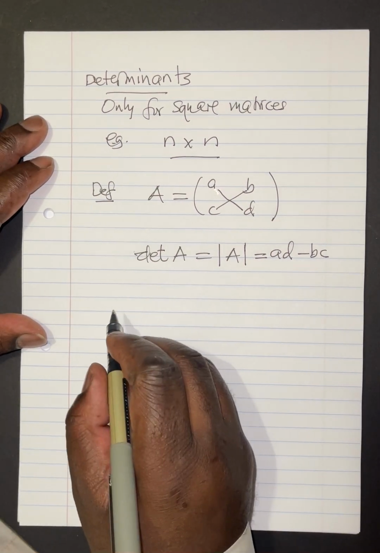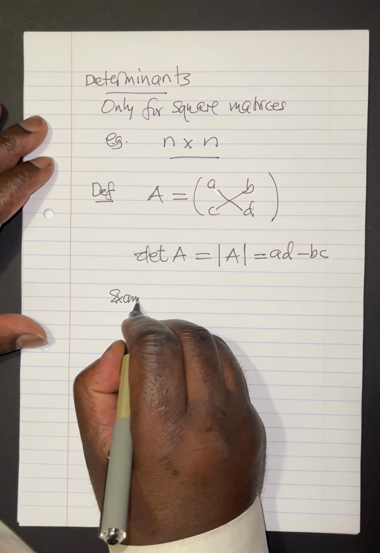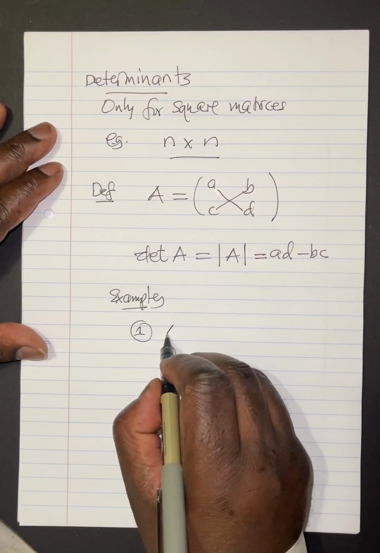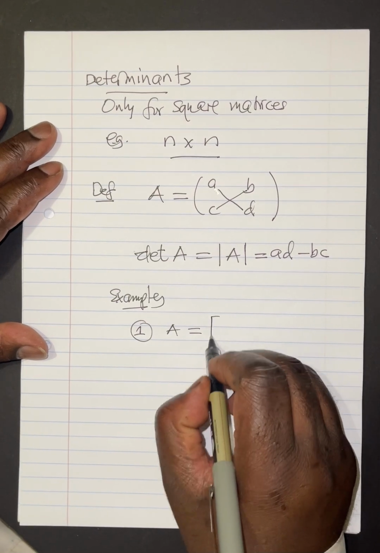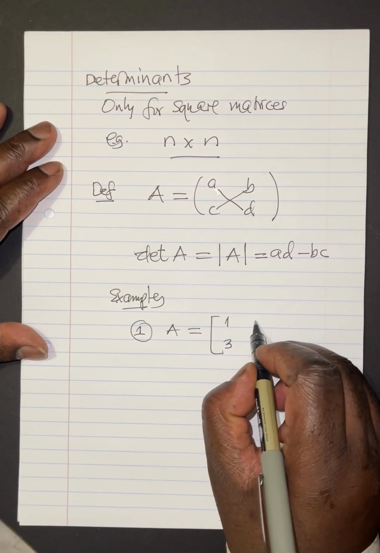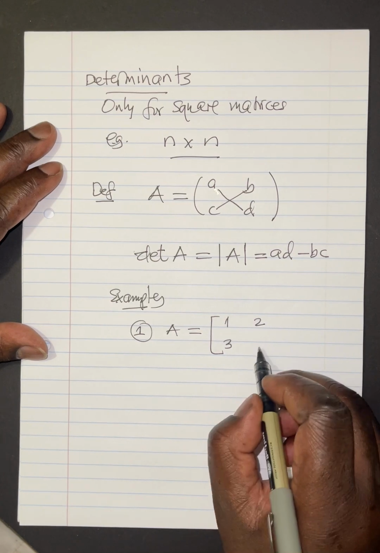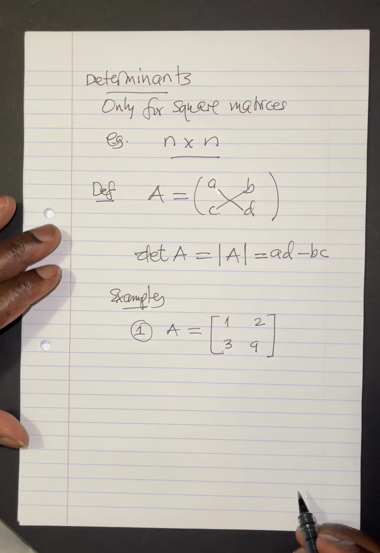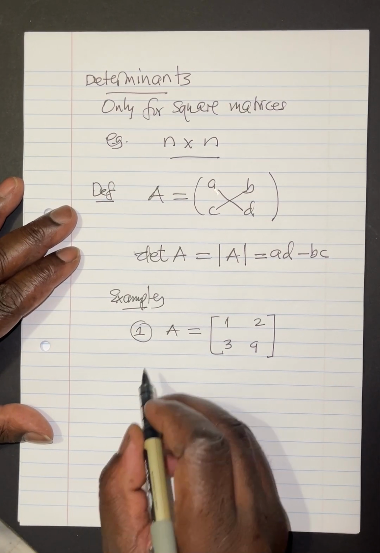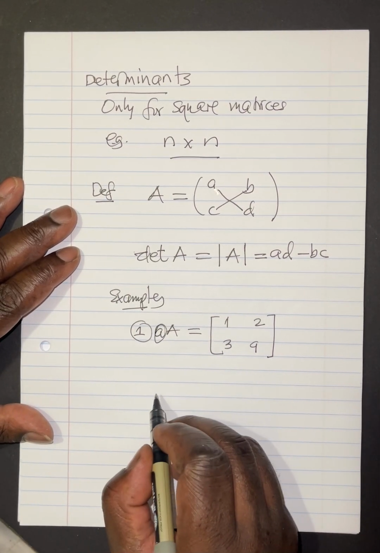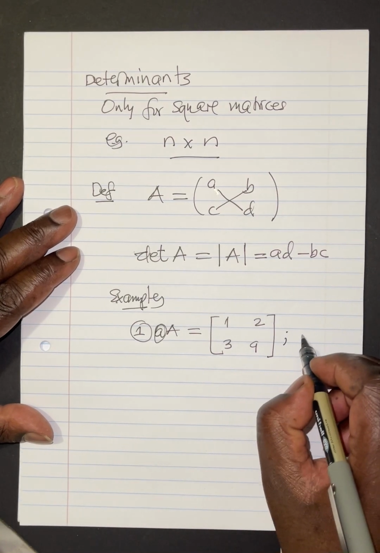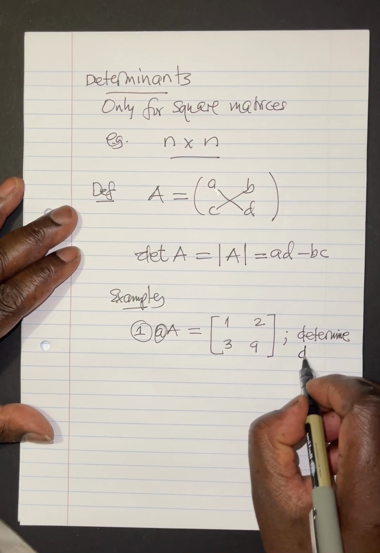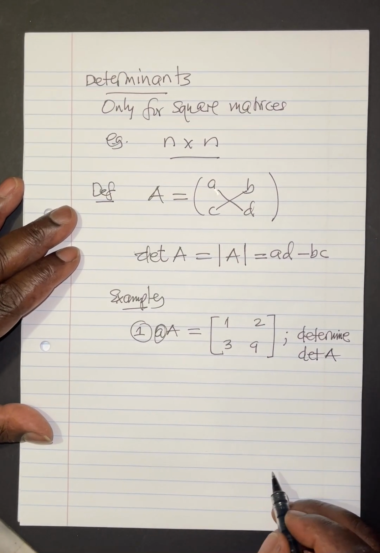Right, so let's look at examples. I'm just going to give two. Suppose you have been given A is equal to 1, 3, 2, 9. You're required to work out the determinant of this. I'm just going to put up example number 2. So let's call this A. The question here is determine det A, in other words, the determinant of A.